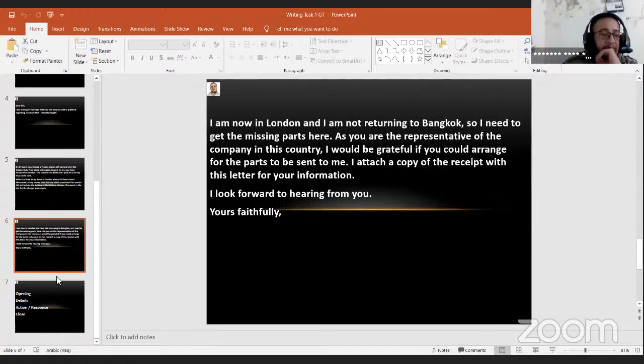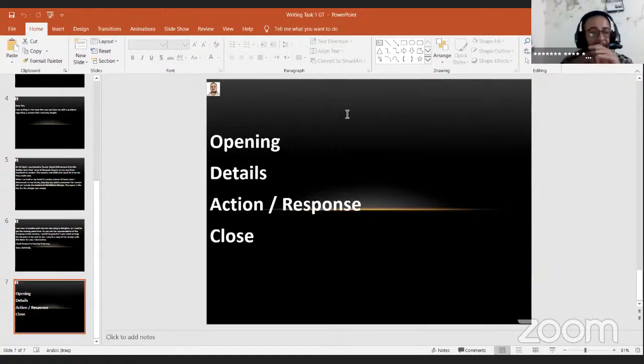Okay. Now, let's repeat everything briefly. The letter consists of four parts: opening, details, action or response, and the close. In the opening, you explain to whom you are writing, what you are going to write, what the letter is about. This is number one. Details. In the details, you just explain the details. Then, step number three, action or response. In the action or the response, you ask them what you want them to do. You ask whom you are writing to what you want the person to do.